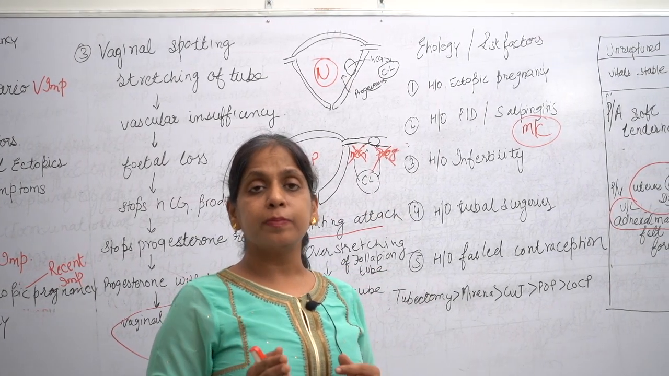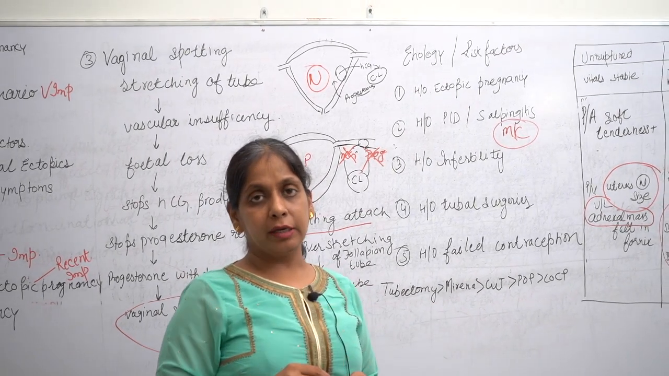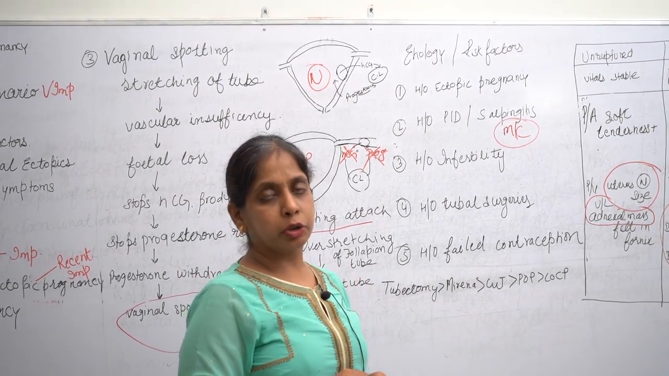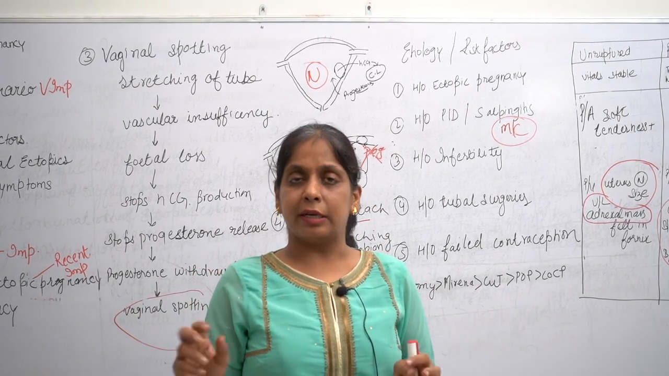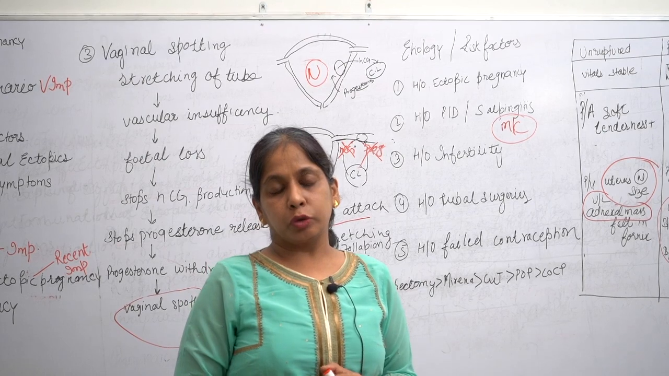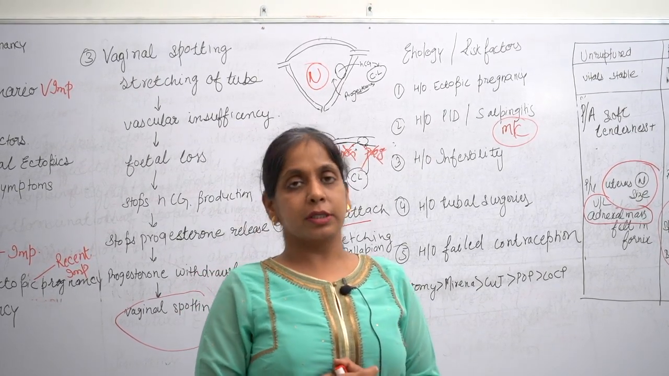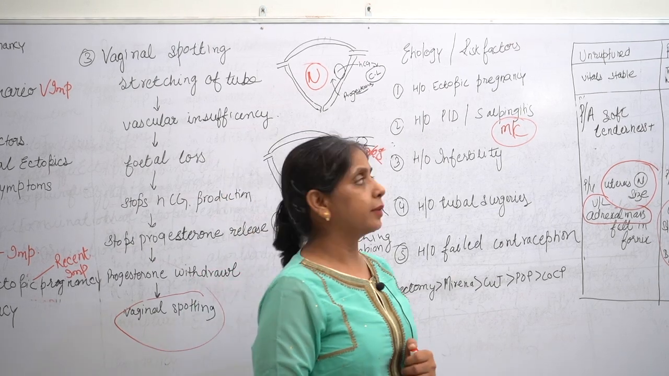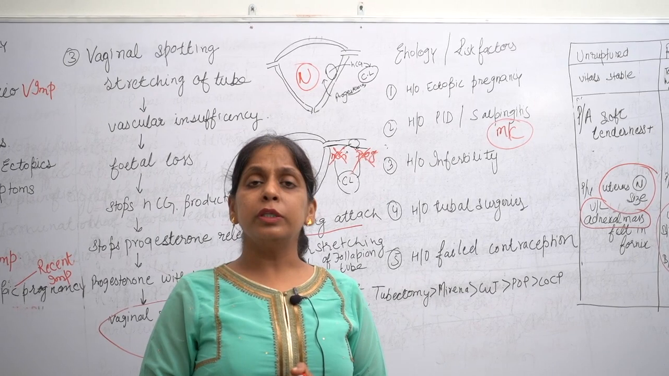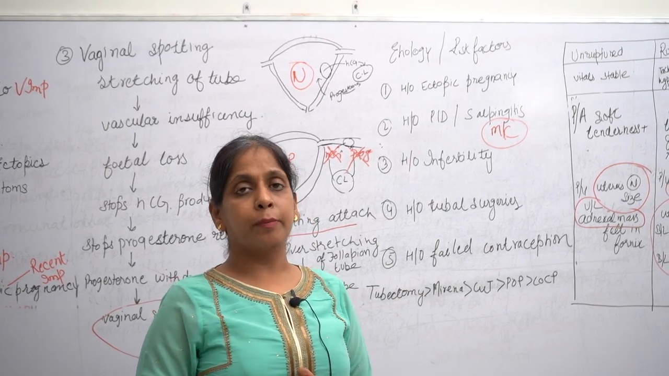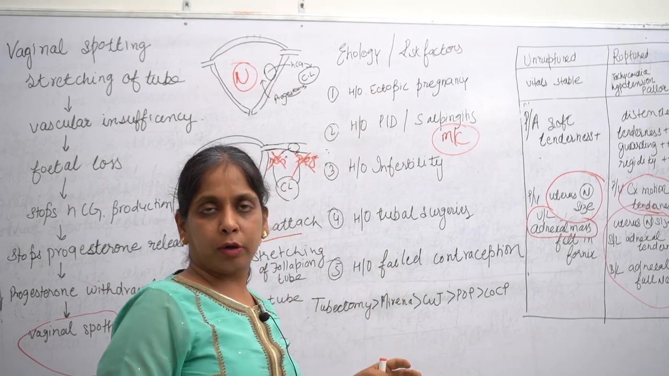Tubal diseases stop the embryo from moving into the endometrial cavity. Now, what are other tubal diseases? Which tubal factors are more important and which are less important? So that we come to know that this patient is more prone to ectopic and this patient is less prone to ectopic. In the exam, questions are asked about which is more important and which is less important. That is why I have listed it from more important to less important below.